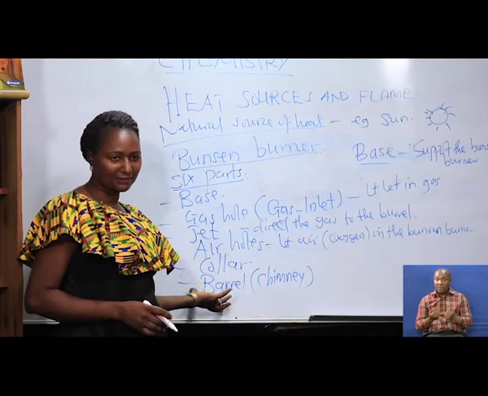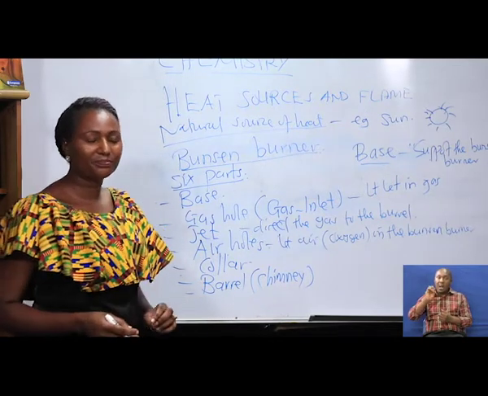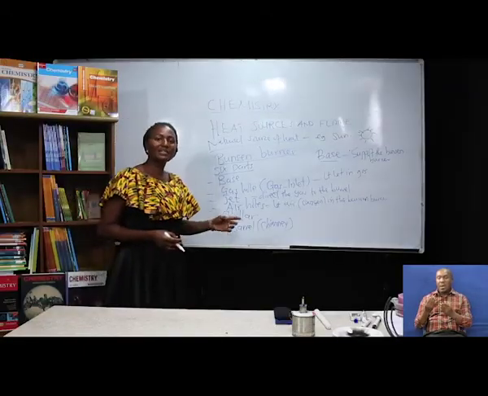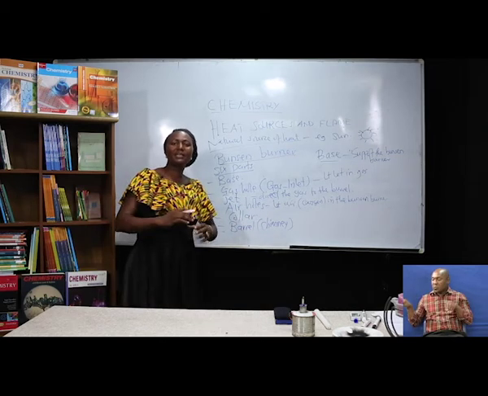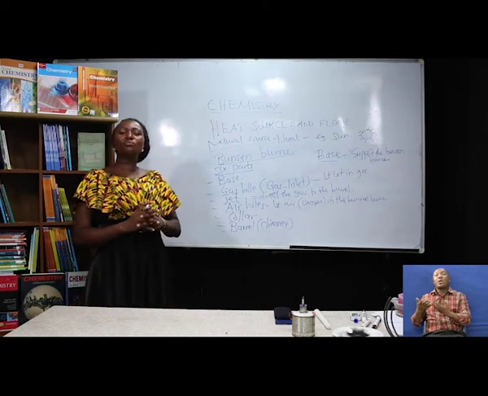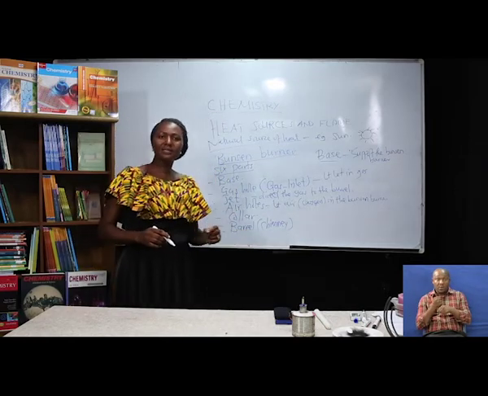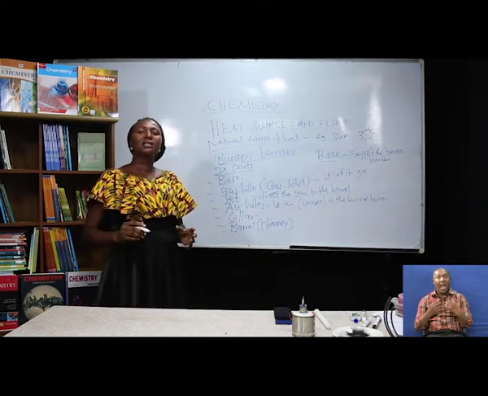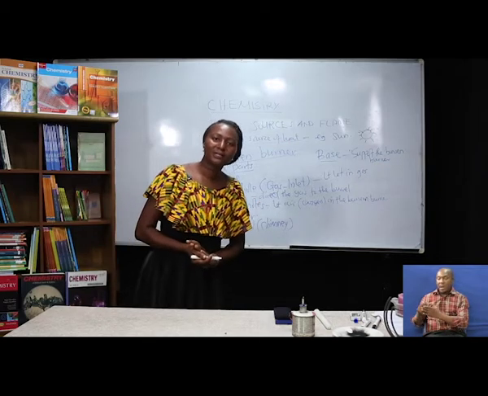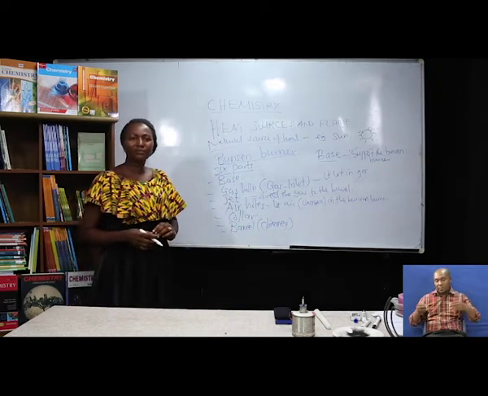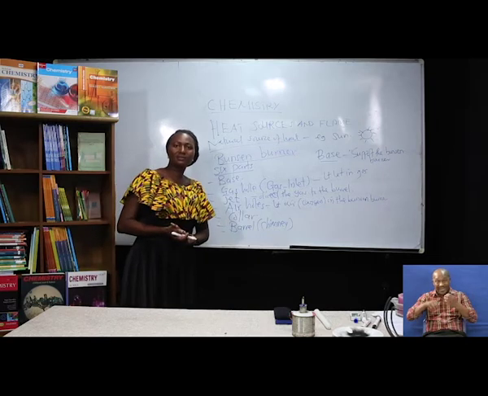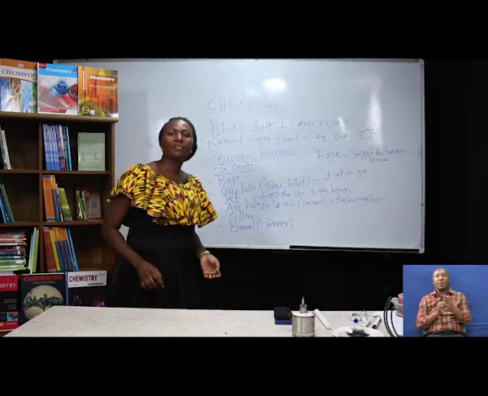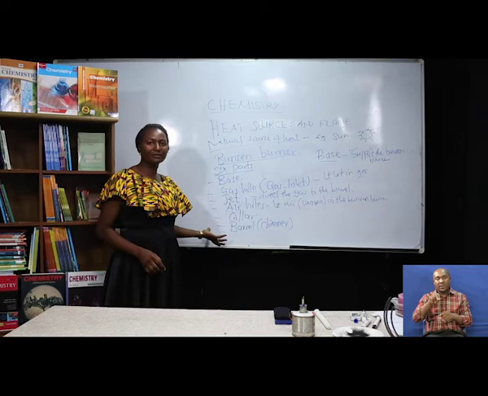Another is the barrel. The barrel normally collects the air from outside and the gas from the gas supply and mixes them together so as to burn. So the function of the barrel is to collect air and the gas from the gas supply so that they can mix together to burn. So those are the functions of the parts of the Bunsen burner.